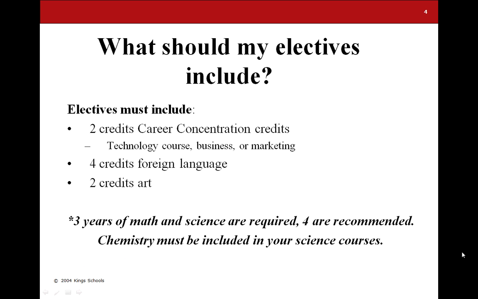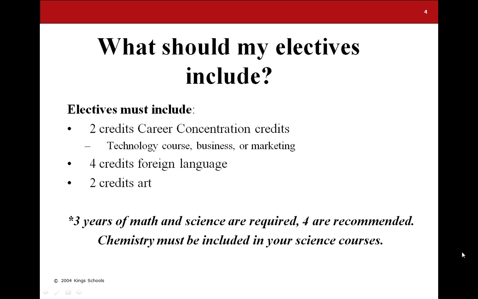When you're deciding what electives to include in next year's scheduling, don't forget to include graduation requirements in your selection. You'll need 2 credits of a career concentration course. This includes technology, business, and marketing classes. 4 credits, which is 2 years, of Spanish or an outside foreign language. If you're taking foreign language outside of King's, keep in mind it must be 2 years of the same language.